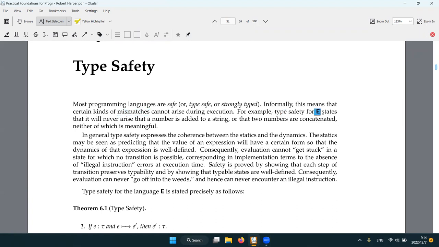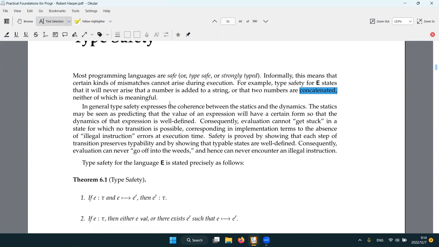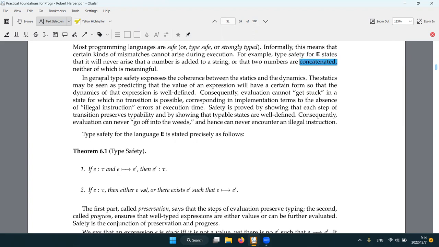And the type system for our language E, we previously talked about that a number cannot be added to a string. We cannot concatenate two numbers, just those kinds of things. And also type safety is said to express a coherence between the static and the dynamic of the language. So the static already predicts what kind of dynamic of the expression is well defined.